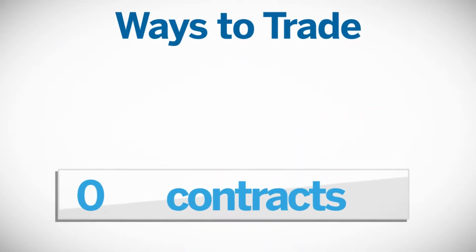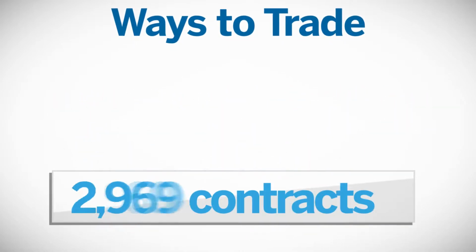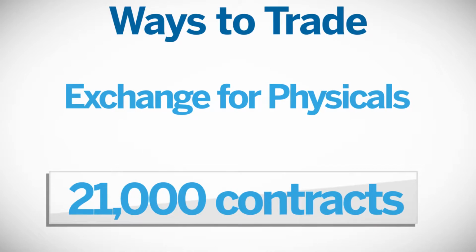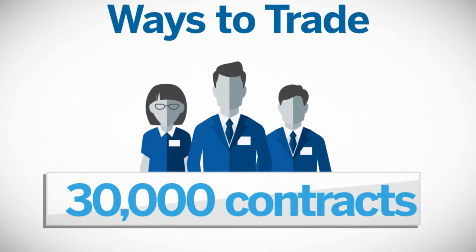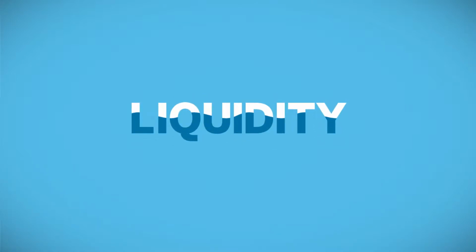However, with the multitude of ways to trade futures, such as through the CLOB, basis trade at index close, block trades, or exchange for physicals, investors can tap into additional sources of liquidity. Let's see how these alternate mechanisms work and uncork hidden sources of liquidity.